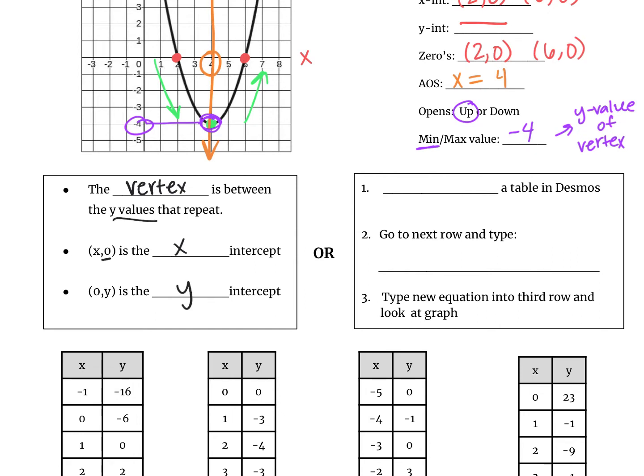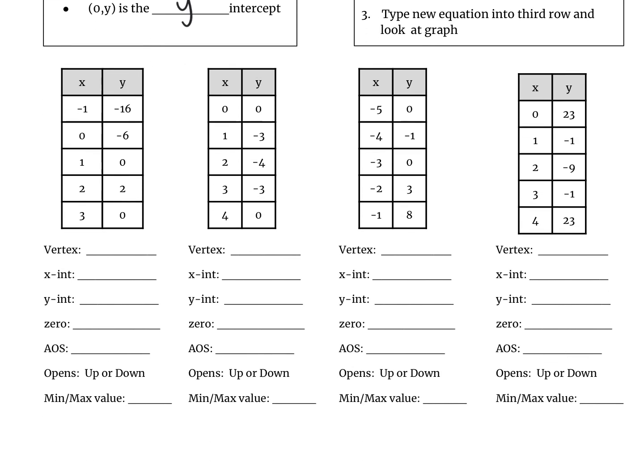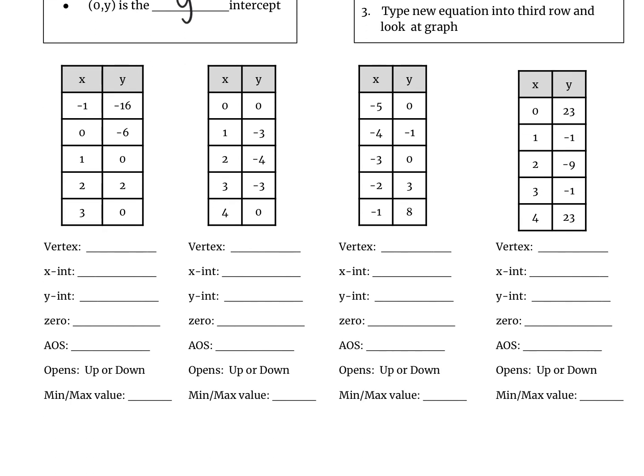So let's look at these first two tables. All right, this first one, as you look at the y values, we have -16, -6, 0, 2, 0. Notice we do have some repeating numbers right here at 0 and 0. So the point in between those two would be your vertex. So this is your vertex, 2, 2.